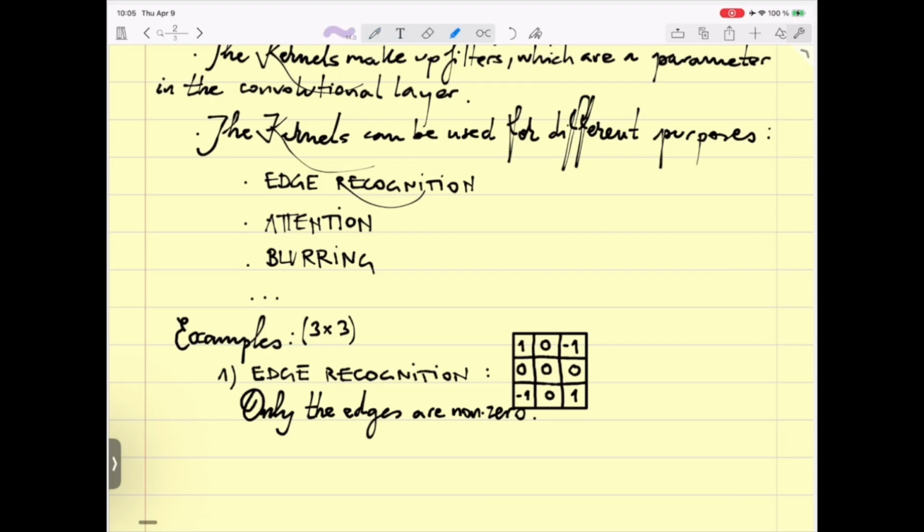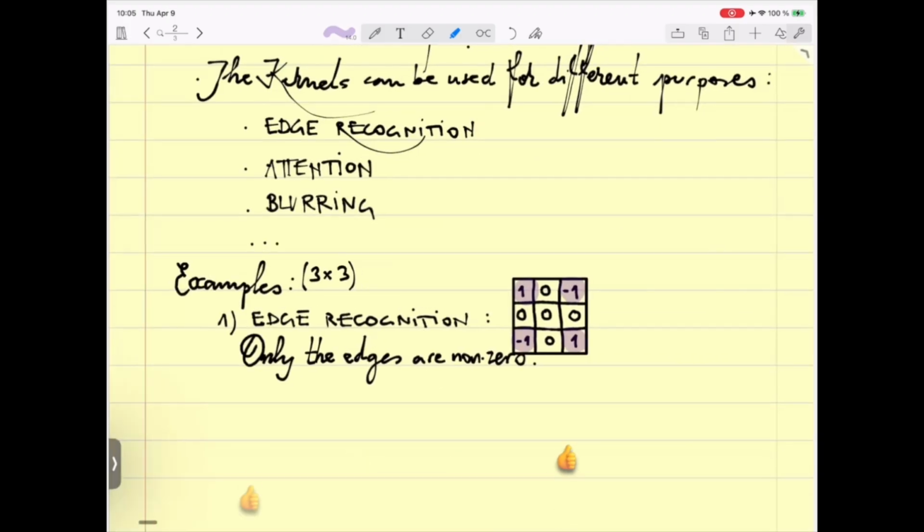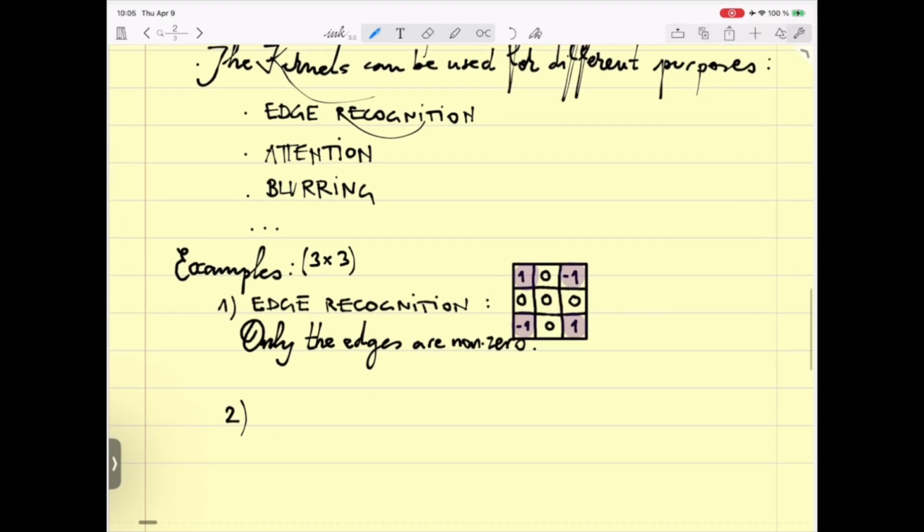Okay? This makes sense? Yes, no, maybe? Okay. Well, that's an edge recognition filter or kernel. Let's go ahead and get the second. Let's get an attention kernel.